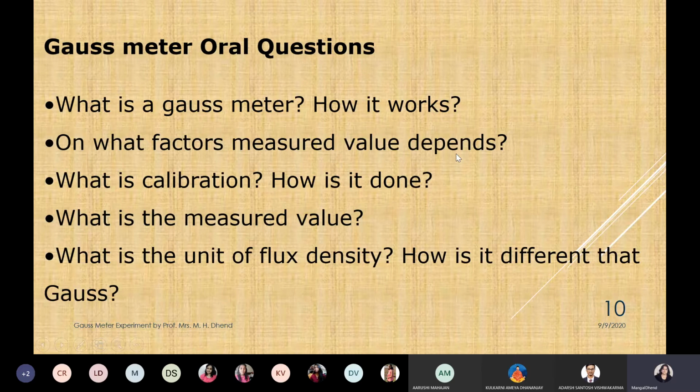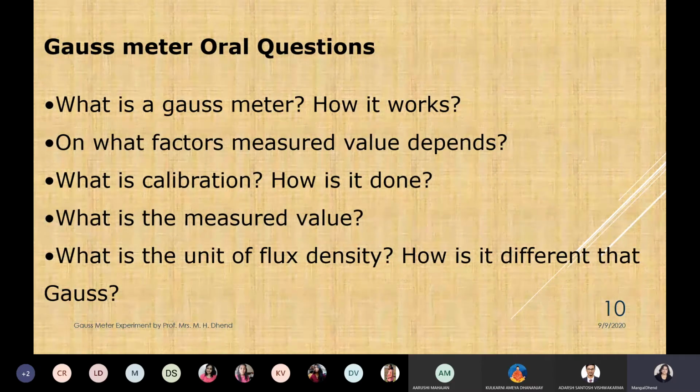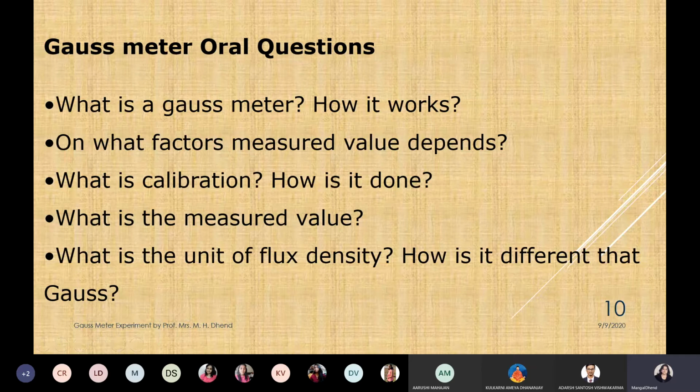Measured value will depend upon the thickness of strip, because that KH constant, Hall voltage constant of the strip, will depend upon the strip. You change the strip, you change the thickness of strip, you change the material of strip, your VH will be varied. So you can just see that will be factors. Flux density is also, current is there.